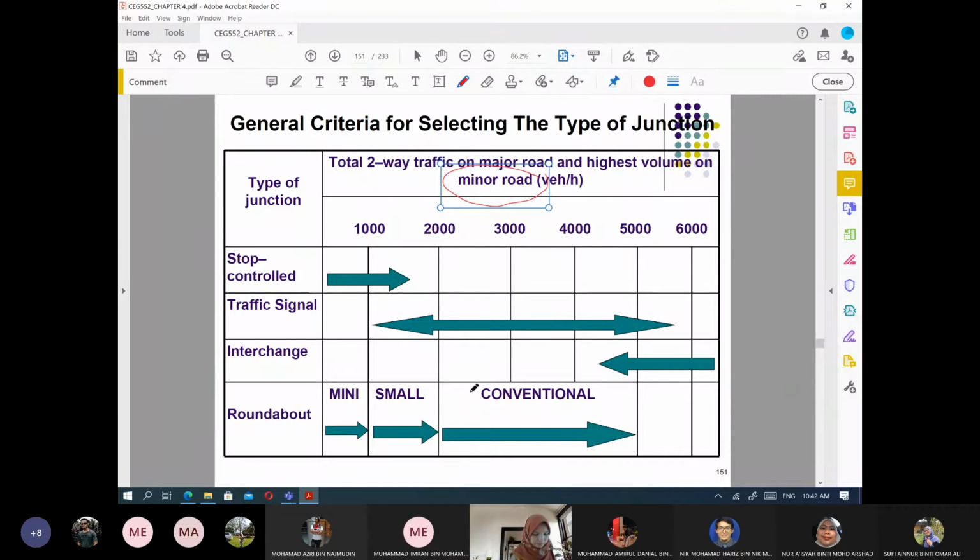Okay, roundabout pula dia ada banyak jenis sebenarnya. You have a mini, you have a small one, you have a conventional, and even you have a very huge one, the one that you can see in Putrajaya. Dekat atas roundabout tu ada 3 building dekat tengah-tengah tu. Apa dia? Ada satu hotel kat situ. Siapa orang Putrajaya? Ada tak?